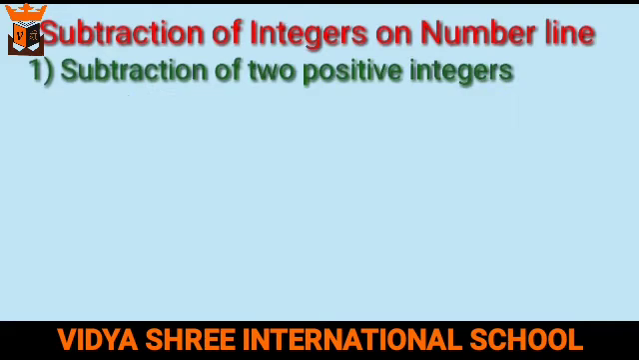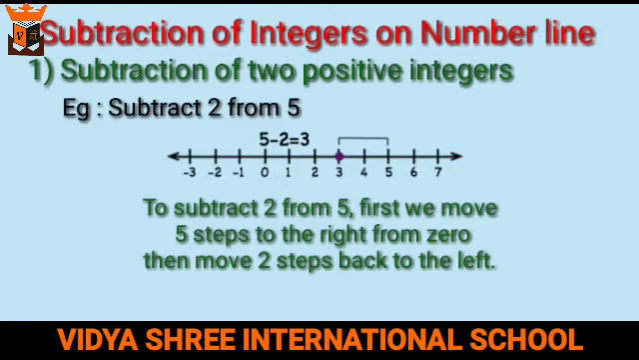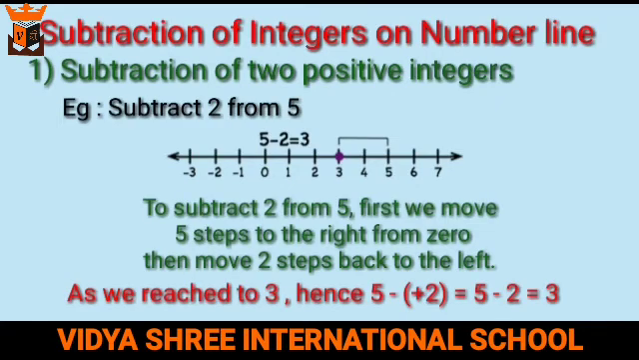Now let us see how to do the subtraction of two positive integers. For example, subtract 2 from 5. To subtract 2 from 5, first we move 5 steps to the right from 0, then move 2 steps back to the left. As we reach 3, 5 minus 2 becomes 3.